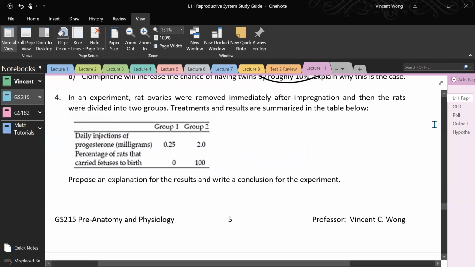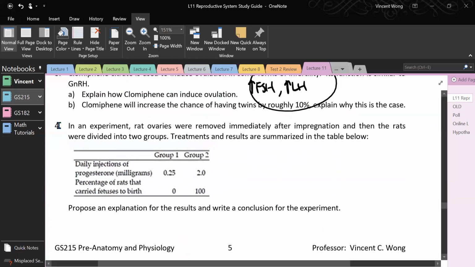That is just crazy. Anyways, number 4: in an experiment, rat ovaries were removed immediately after impregnation, after pregnancy, basically. And then the rats were divided into 2 groups. Treatments and results are summarized in the table below. Propose an explanation for the results and write a conclusion for the experiment.